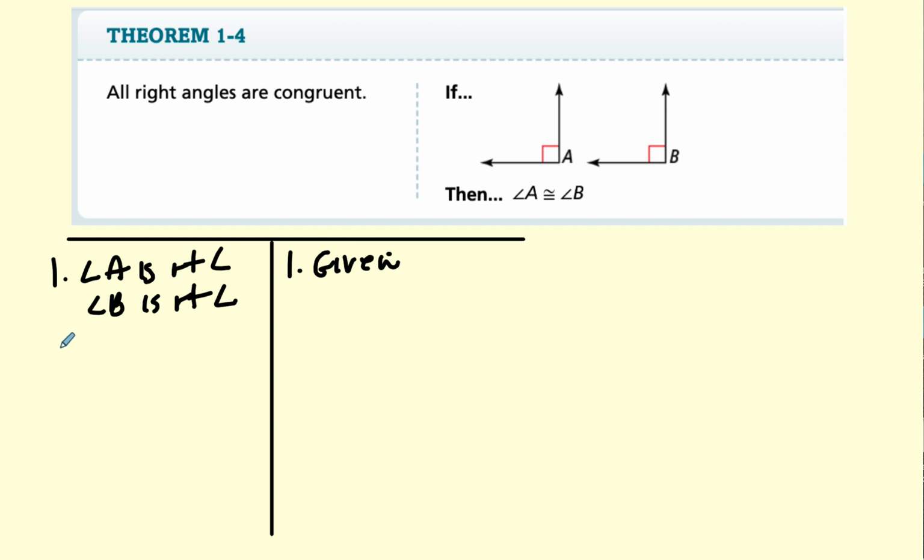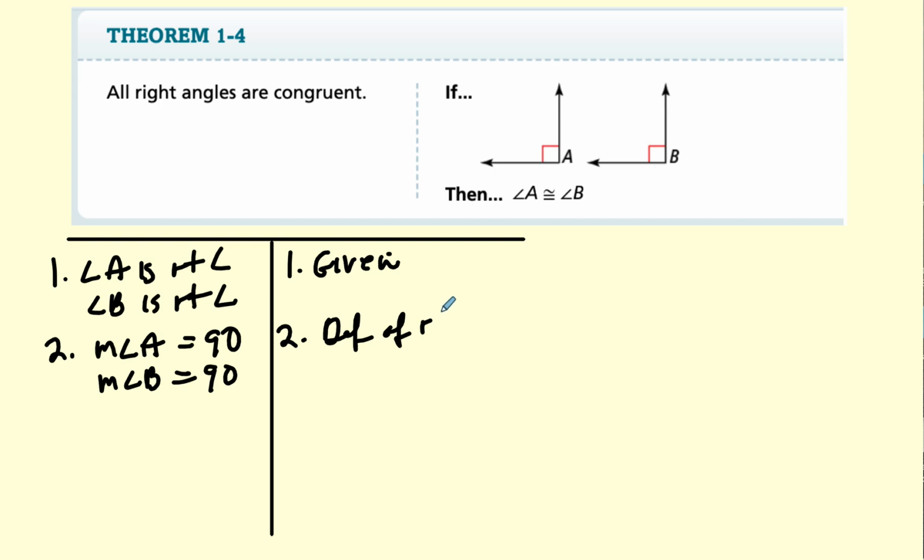Now, what I know about a right angle is that its measure is equal to 90. And that comes from the definition of right angle. Since I have a right angle, it has to have a measure of 90 degrees. Now they both equal 90, so they must equal each other. And that's called substitution.